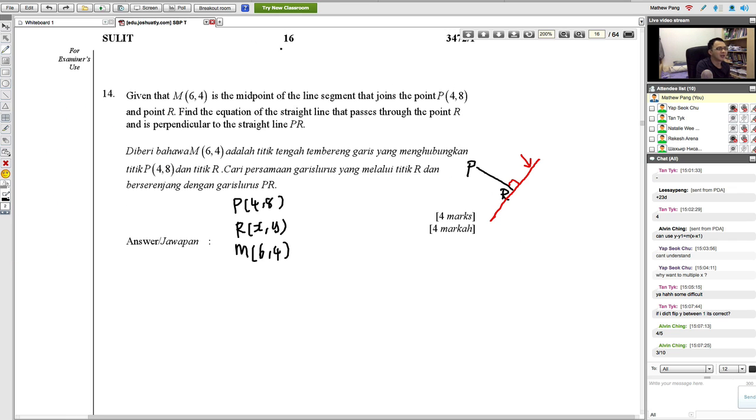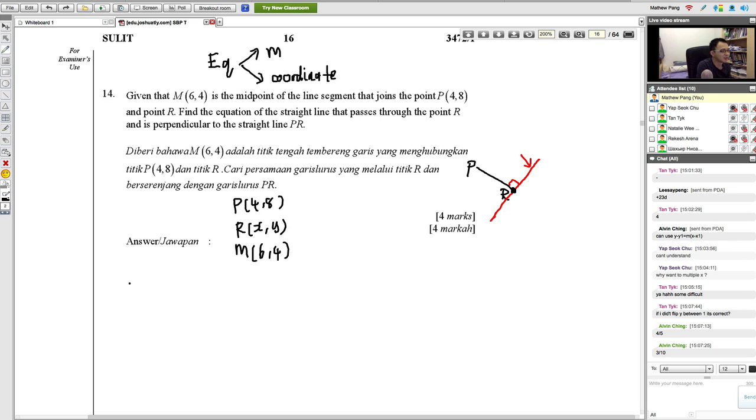I say many times, in order to find an equation, you need to have two pieces of information. First, you need to have the gradient. Second, you need to have one coordinate. In this case, the straight line is passing through the point R, so I will need to find R first. I know M is the midpoint of PR, so I will do something like this.